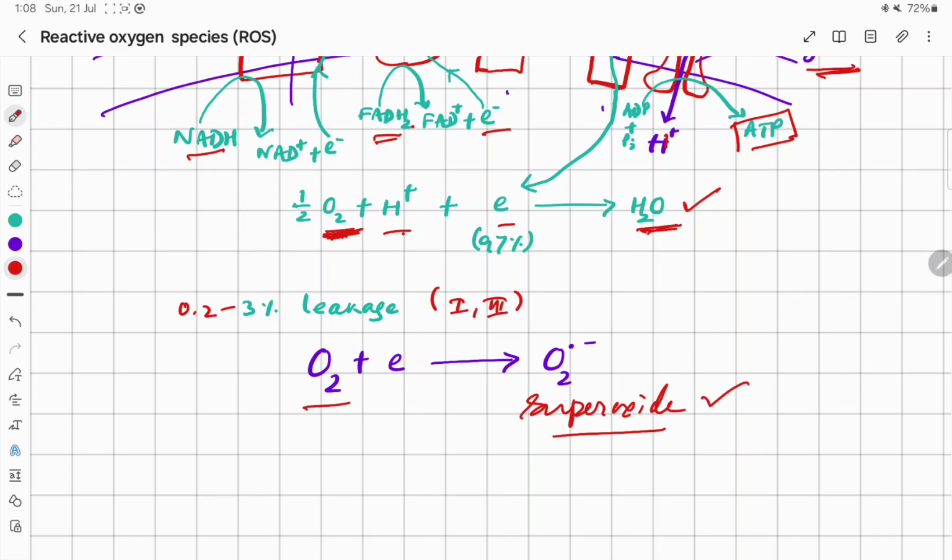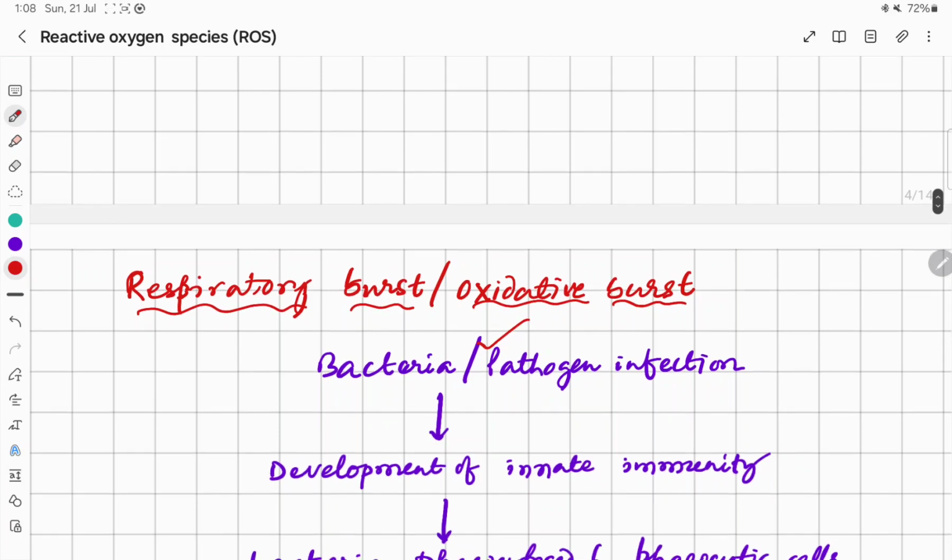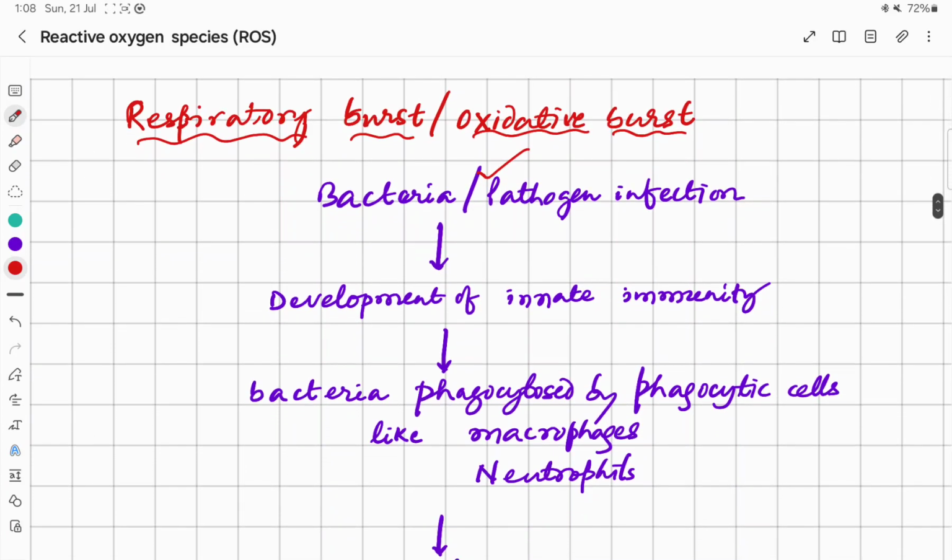superoxide. So after generation of the superoxide, further free radicals and non-radicals, the reactive oxygen species, are generated. So the electron transport chain is a source of free radicals because of leakage of electrons from complex 1 and complex 3. Then let us discuss the respiratory burst or oxidative burst.